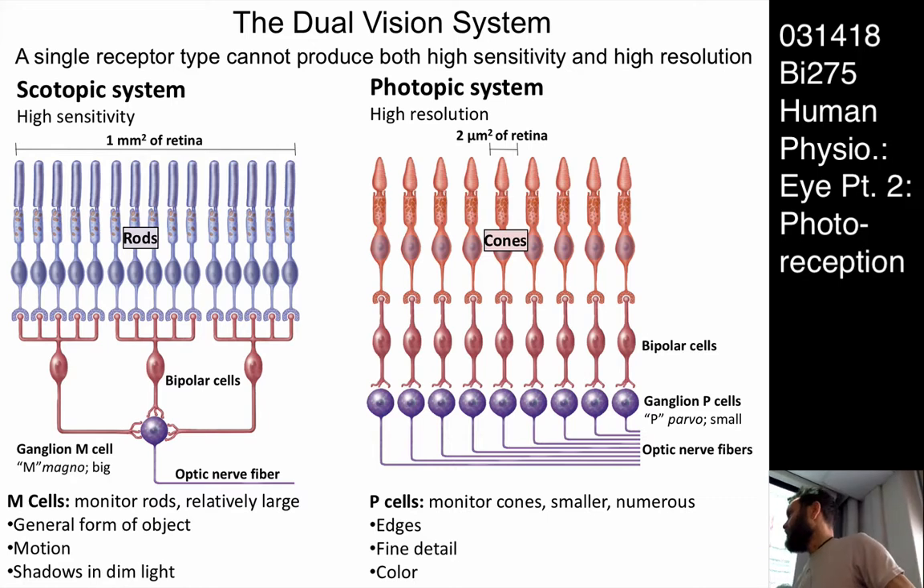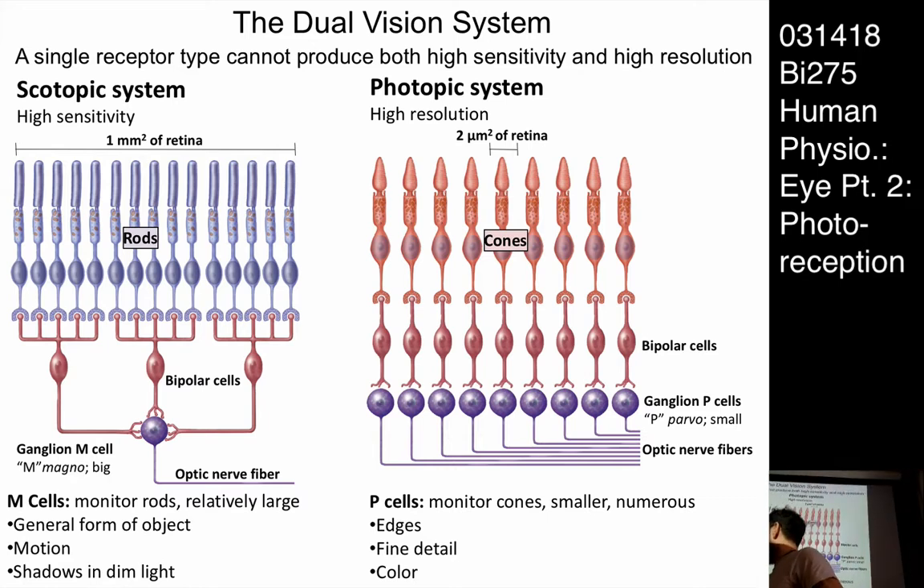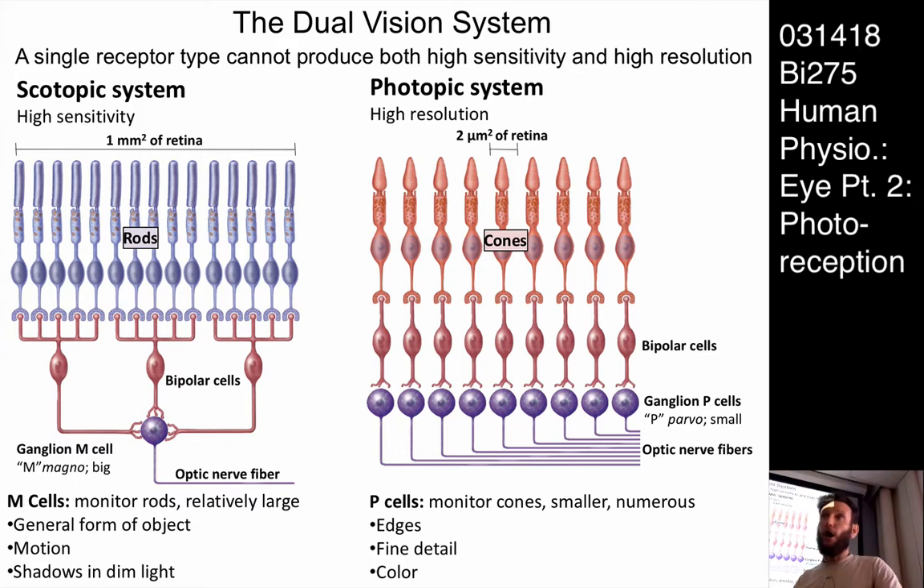The ganglion cells that monitor this are called M cells, for big. They're very large cells, and they're responsible for returning information on motion or shadows in dim light, the general form of an object.